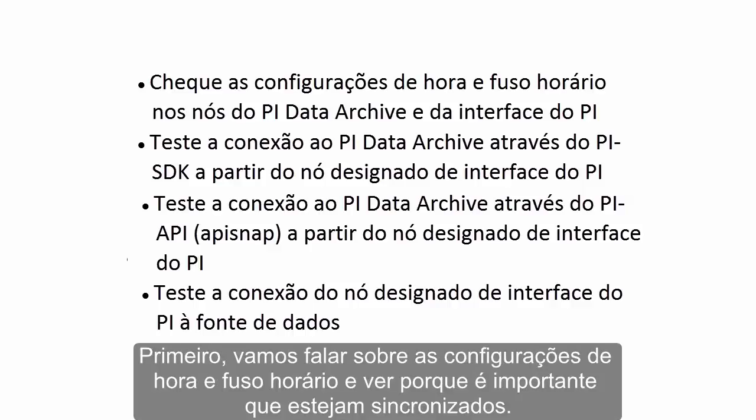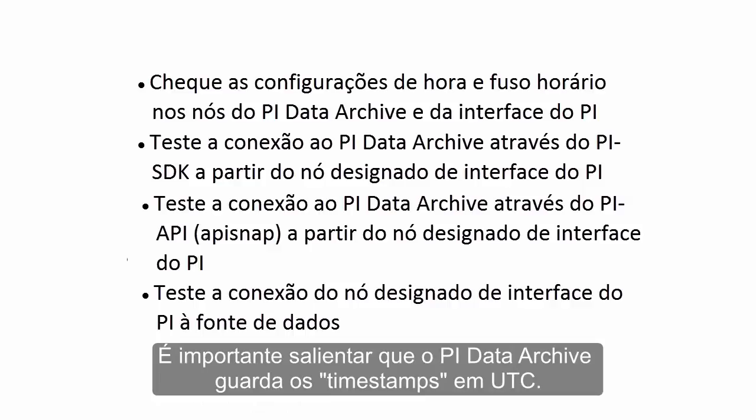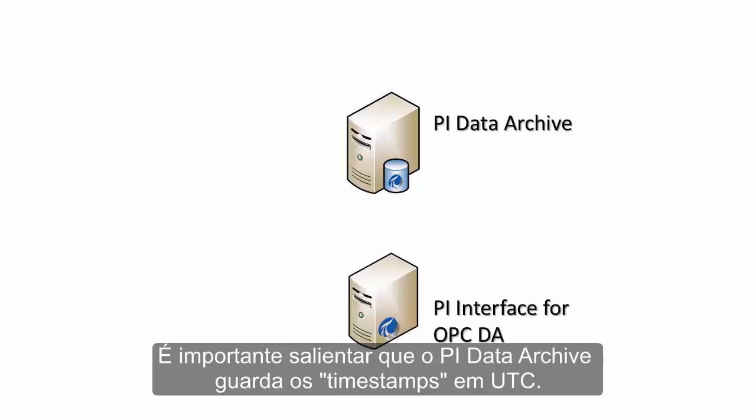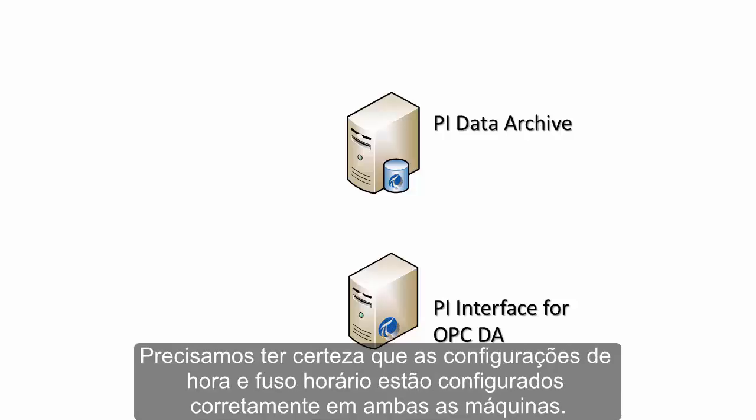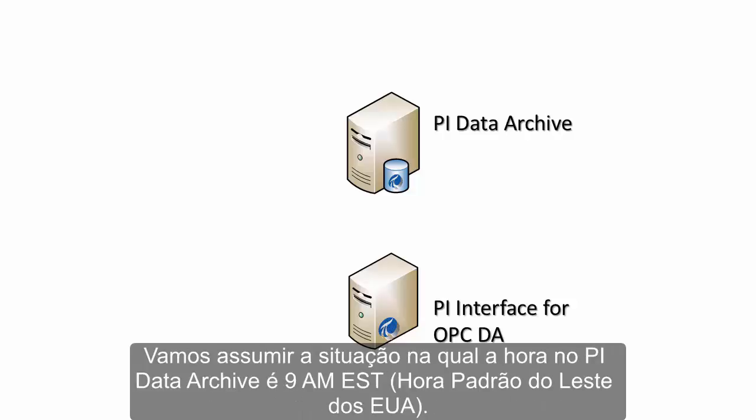First, let's talk about time and time zone settings and see why it is important that they are in sync. It is important to stress that PyData archive stores timestamps in UTC. For that purpose, we need to make sure that the time and time zone settings are set properly on both those machines. So let's assume a situation where the time on the PyData archive is 9 a.m.